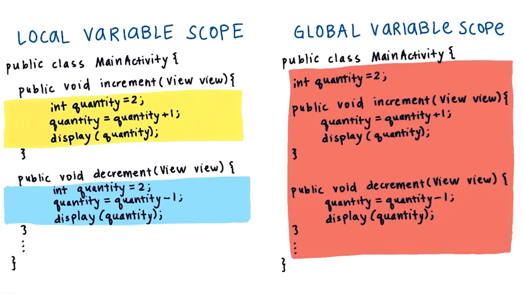You might wonder why we don't just make everything be a global variable and have it solve all our problems. You really don't want to make a variable global unless there is a real need that other things in the main activity need to reference that variable for.